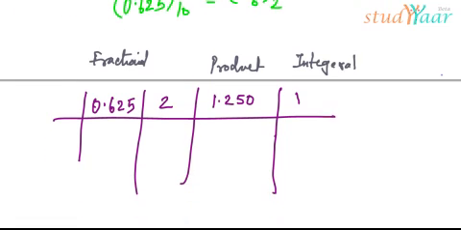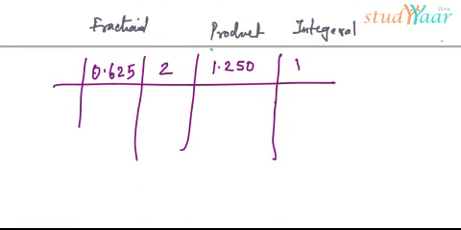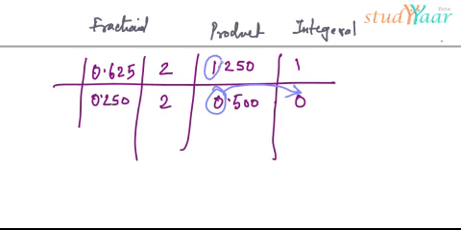Okay, so let's continue our successive multiplication. After the first step, the fractional part is 0.250. I'm going to multiply it by 2. What am I going to get? I'm going to get 0.500. And now what is the integral part? The integral part is this, which is over here. Similarly, this, which is over here. Okay, that's it.